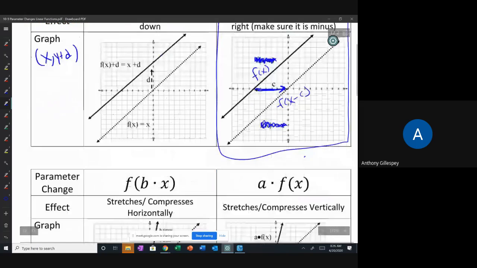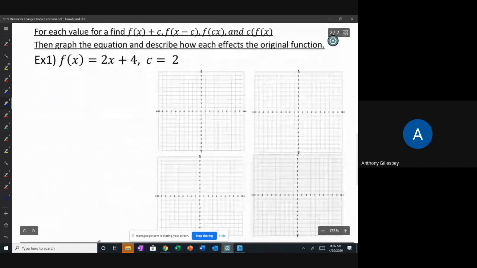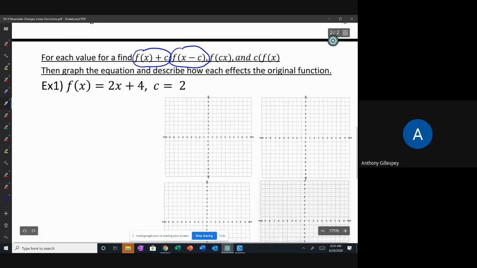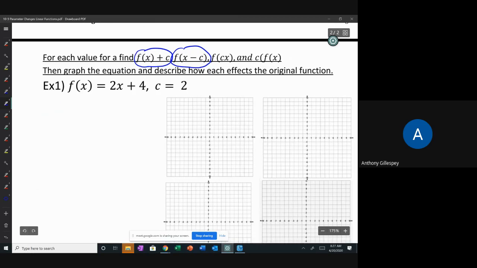All right, so let's look at this. Here's what we're going to do. Today, we're only going to do this. We're going to find out what f of x plus c does, and what f of x minus c does. That's all we're going to do today. We need to write these. I would recommend for you guys, if you have two pieces of paper, to maybe do them on separate pages. Today, we're just going to do those first two. We're not going to do what the second two do today. We're going to mess with those next time. All right, so here we go.